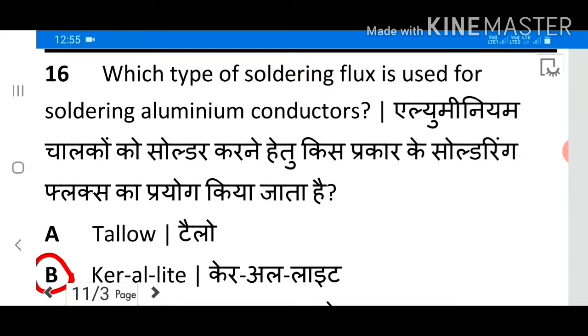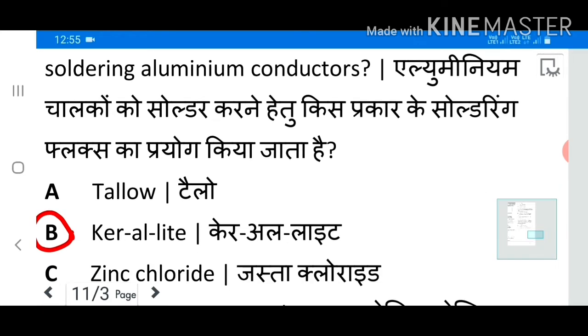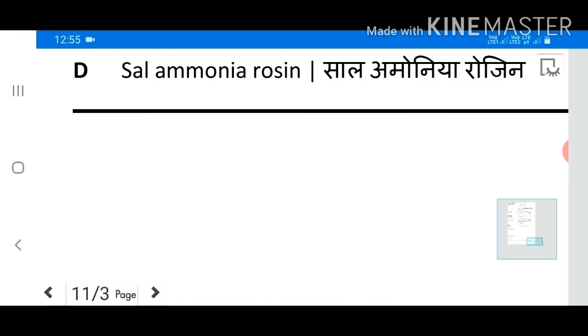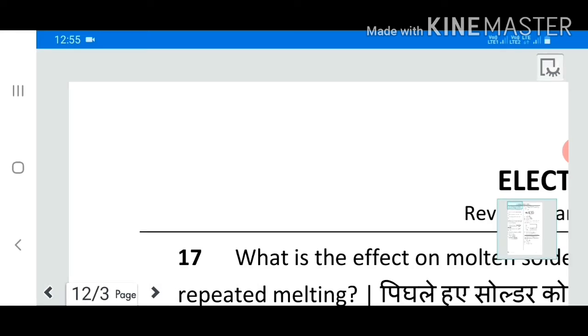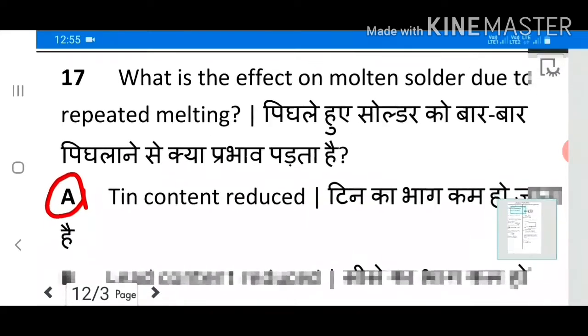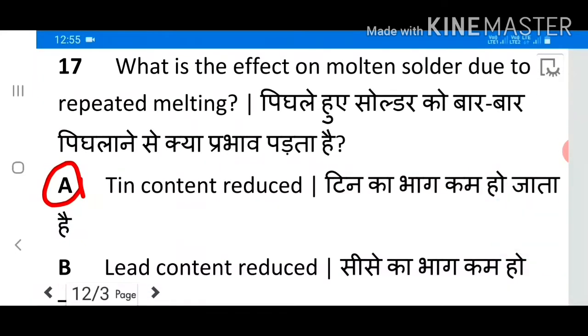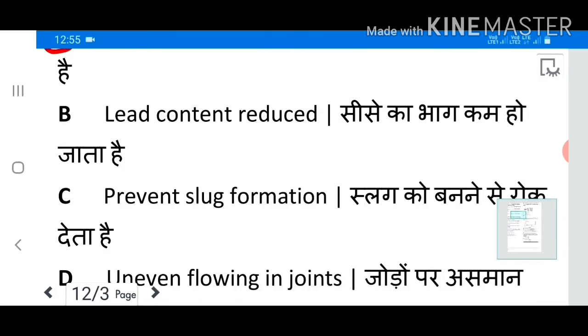16. Which type of soldering flux is used for soldering aluminum conductors? Answer B. Care-al-Lite. 17. What is the effect on molten solder due to repeated melting? Answer A. Tin content reduced.